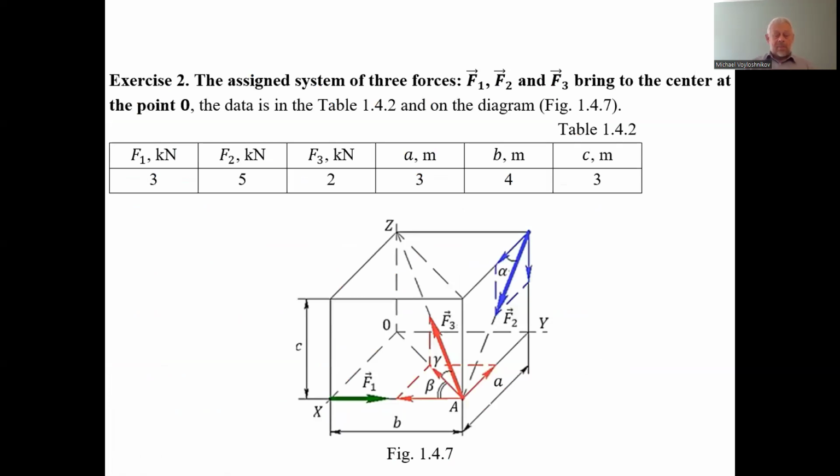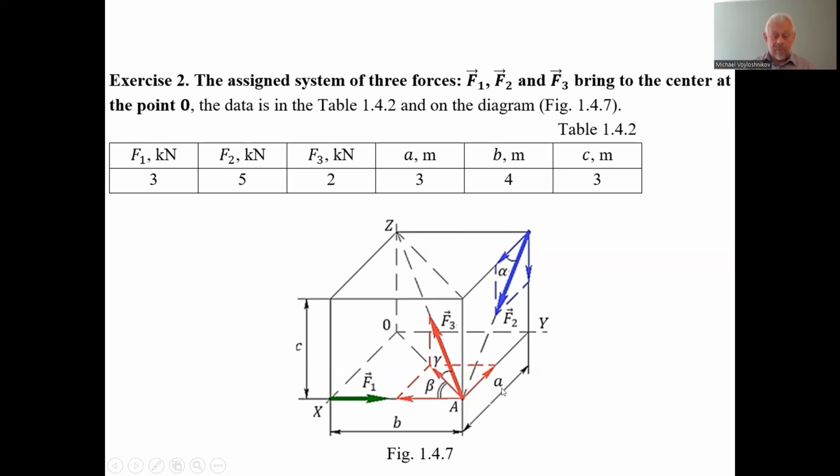Second assignment, second exercise. The assigned system of three forces, F1, F2, and F3, is brought to the center, point 0. The data is in table 1.4.2 and on the diagram. So we have three forces: F1 is 3 kilonewton, and F2 is 5 kilonewton, acting in the rectangular projection plane perpendicular to the y-axis. The force F1 is parallel to the y-axis and perpendicular to the x-axis.